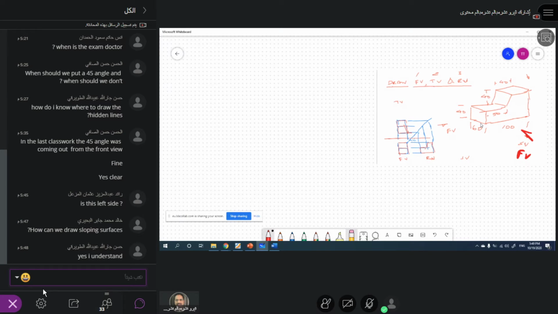So now how can I draw this? He is asking about the slope, right? So what should I do in order to draw the slope? Either they will give the angle or the dimension. So what should I do now? If this is the front view, first I draw the bottom line here. Then I have to draw these lines, and here is the front view.